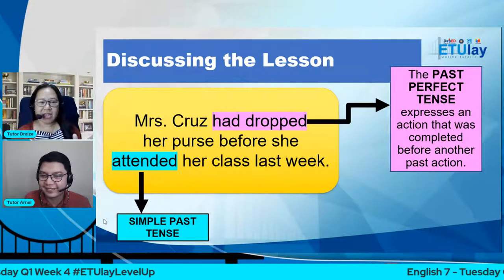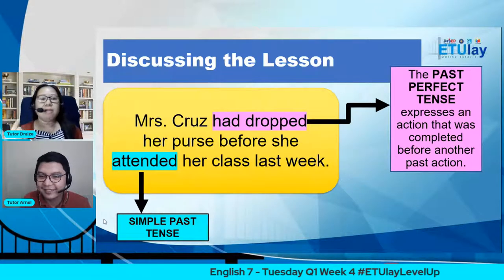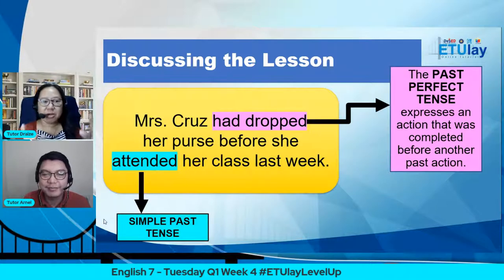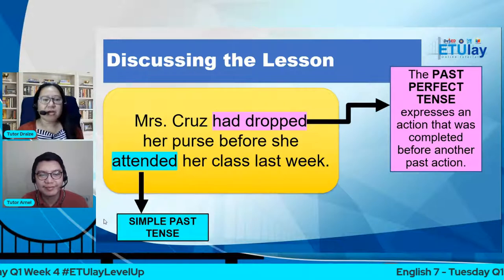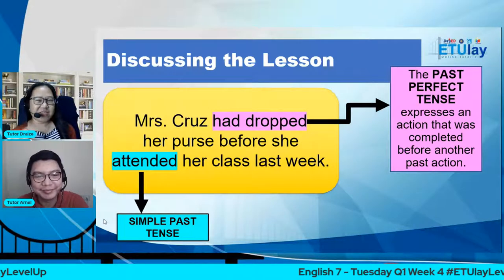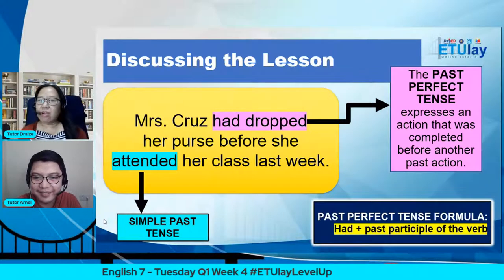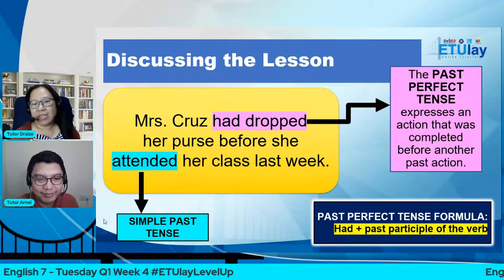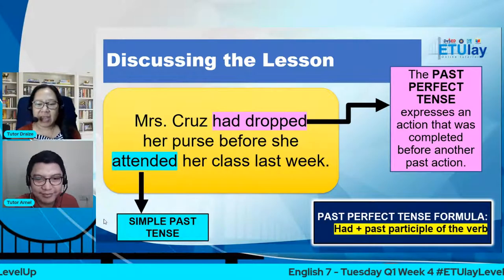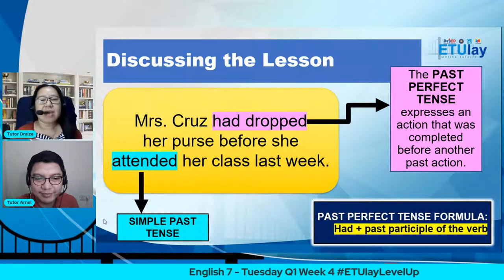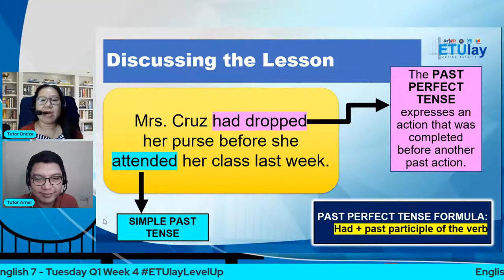Basing it on this particular example, it means that Mrs. Cruz had dropped her purse. That was her first action before attended. So you will see that in a timeline, of course. This would be our formula for the past perfect tense. As you look at the example, we will always have the word had plus the past participle of the verb. So, had dropped.